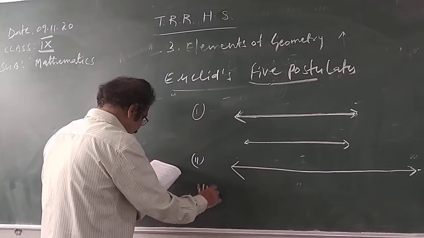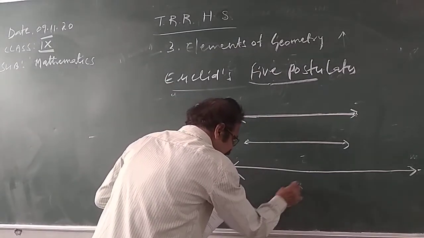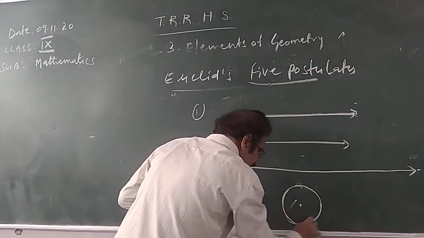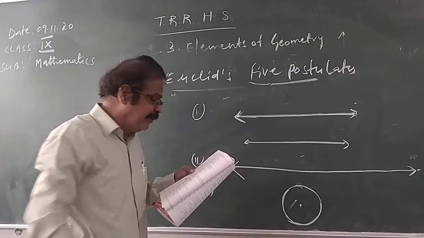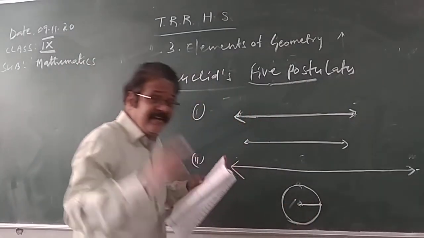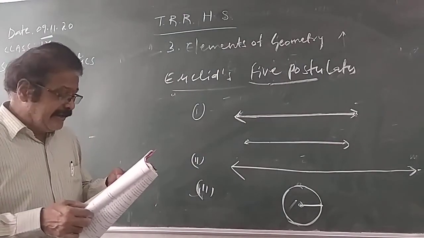Third one is a circle can be drawn with any center and any radius. No center, no circle. Without a center, can you draw the circle? No. So a circle can be drawn with any center and any radius.